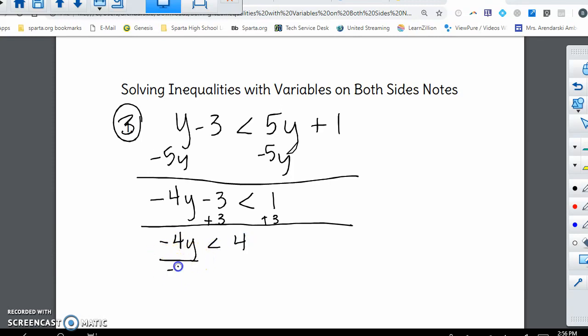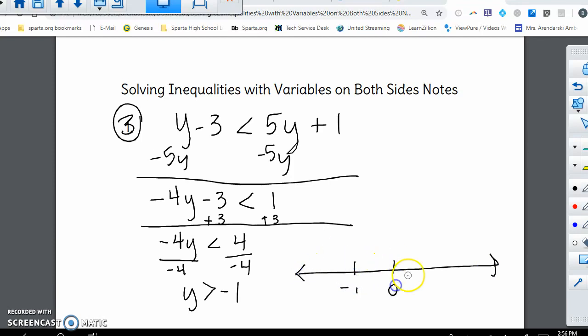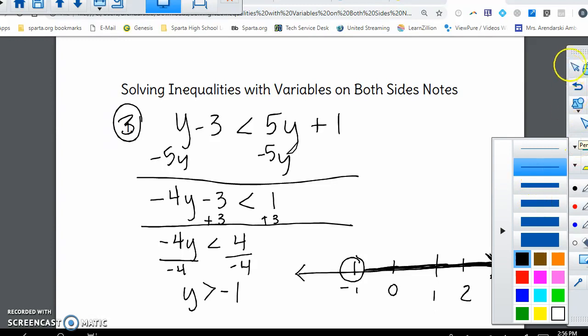I'm dividing by a negative. So in that case, we know that the rule is to reverse the inequality symbol, and we have y is greater than negative 1. Quick graph, negative 1, 0, 1, 2. We have an open circle at negative 1, and we're shading to the right. It's open because we're not including negative 1. Okay, and final example here.